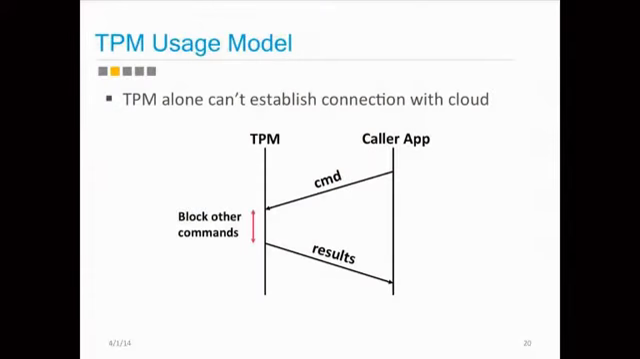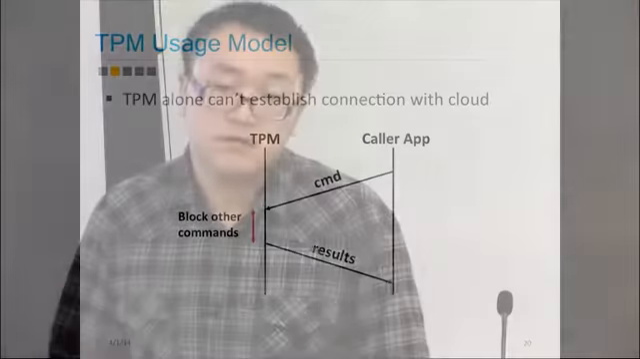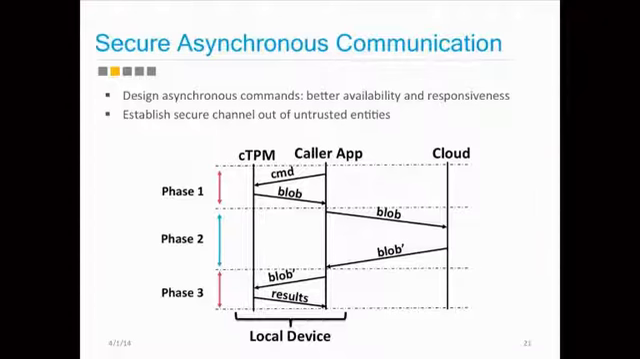However, in the current TPM usage model, TPM is supposed to handle a command and return a result. It cannot initiate a connection with the cloud. So there is a problem. To solve this problem, we propose a method called secure asynchronous communication. In this method, the caller app assumes the positions of a connection initiator and message forwarder. Each synchronization process will be divided into three phases.